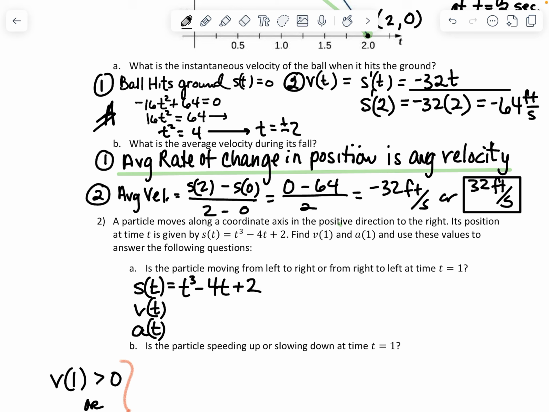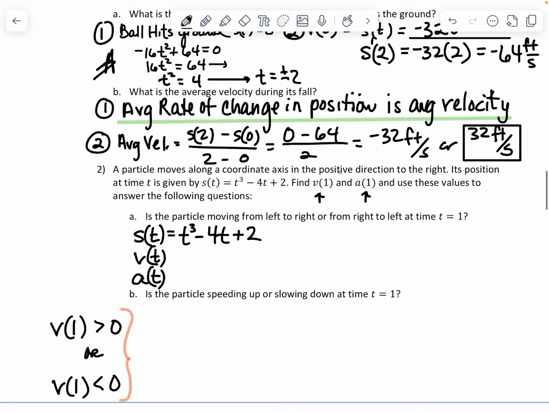Okay. Then a particle moves along a coordinate axis in the positive direction to the right. Its position at time t is given by the function that you see: t cubed minus 4t plus 2. I want to find the velocity at 1 second, it's this, and the acceleration at 1 second, and use these values to answer the following questions. Is the particle moving left or right, from right to left, at time t equals 1? So remember, if the velocity is greater than 0, you're moving right.